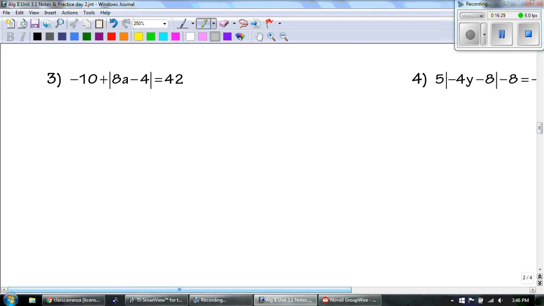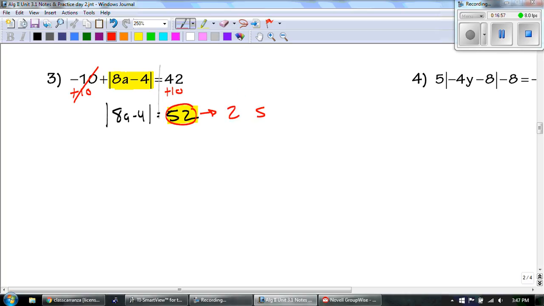Okay. Number 3. Is the absolute value by itself? No, because there's a negative 10, so I'm going to add 10 to both sides. That cancels, and we get the absolute value of 8a minus 4 equals 52. So that tells us there's going to be 2 solutions.